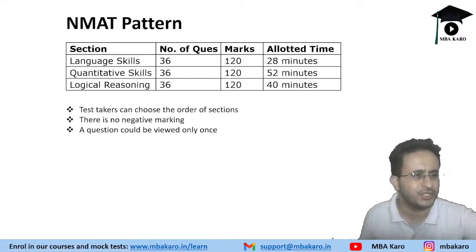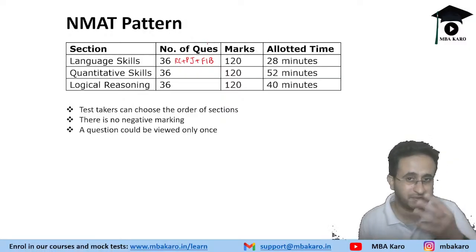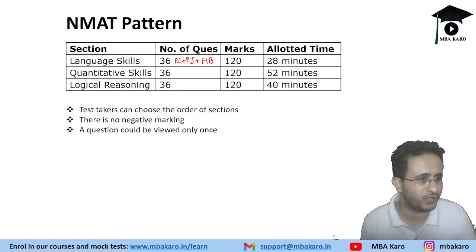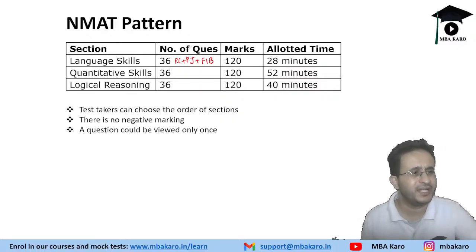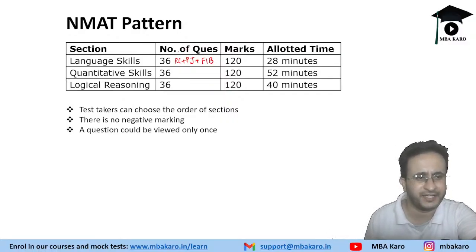So first of all, if we talk about the three sections, you have language skills. There are 36 questions in it, in which you have RCs, para jumbles, fill in the blanks, prepositions, etc. They give 28 minutes for the language skills section. Unlike some exams like CAT, wherein you have fixed time for all sections, here it is not the case. They give different time for different sections, depending on the time taken to solve the paper. So for language skills, they give 28 minutes.